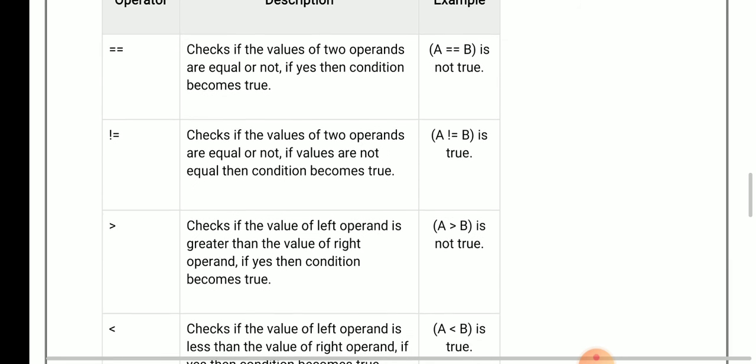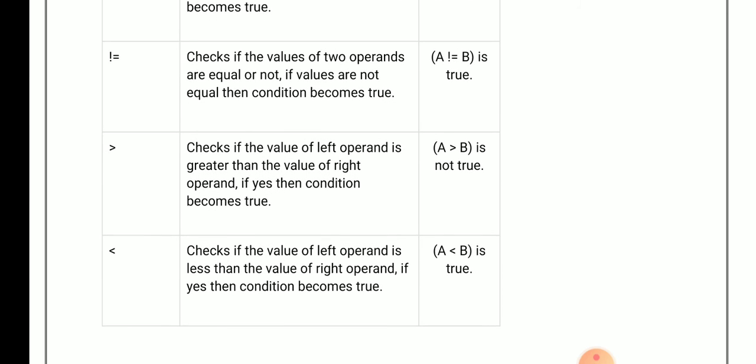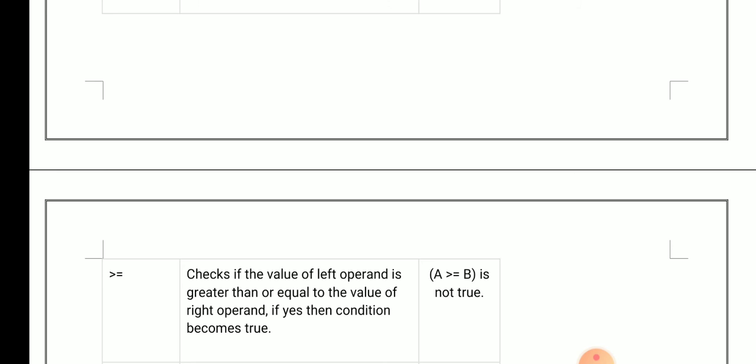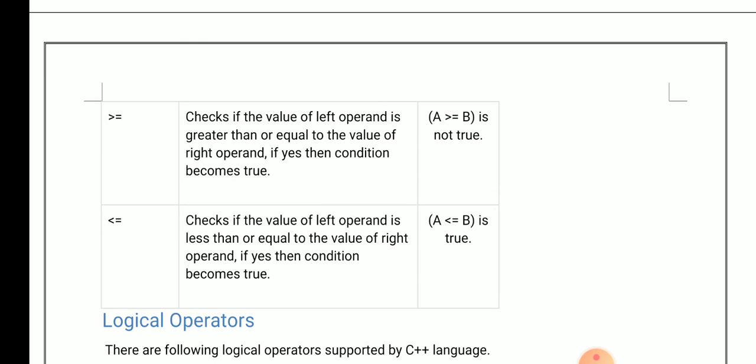Then we have our next operator, which is used to check the greater value. Then we have an operator to check the less than value. Then also, dear students, we have an operator which is used for greater than or equal to, and the next operator which is used for less than or equal to. So these are our relational operators, which are used to check the relation between two variables.